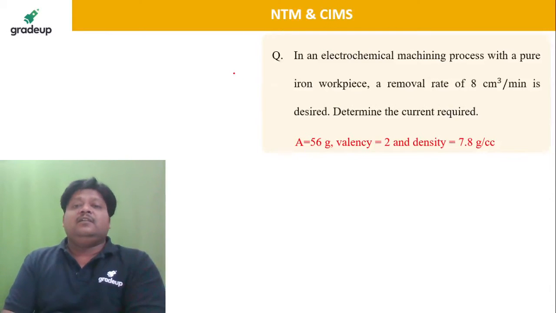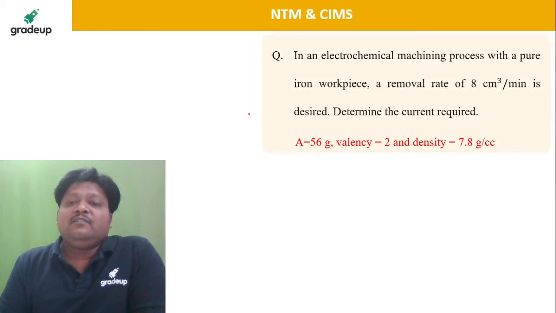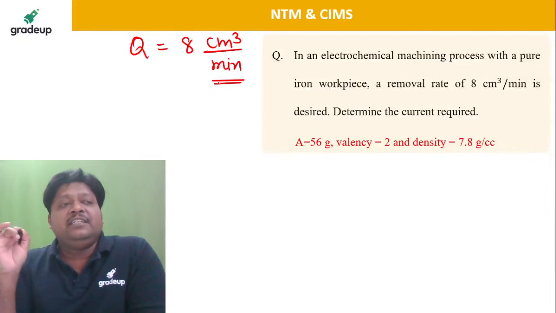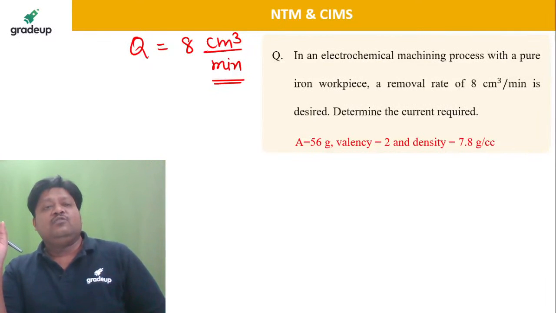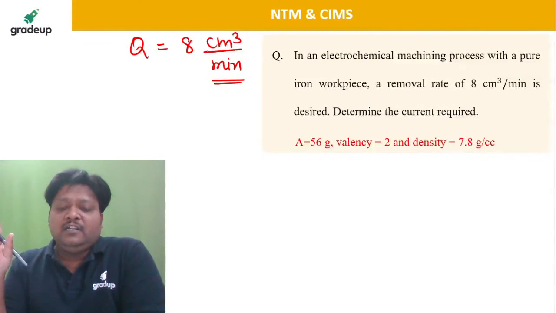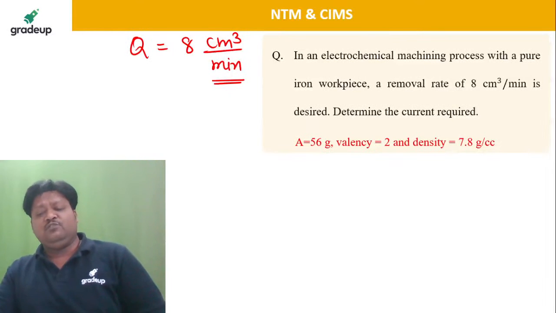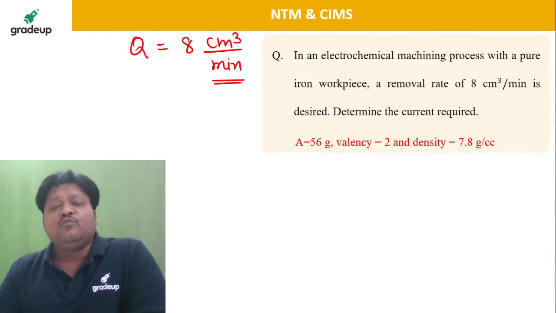See what is given. In an electrochemical machining process with the pure iron workpiece, a removal rate, so material removal rate is given, that is 8 centimeter cube per minute. Okay, and please dear students, keep this one thing in mind whenever you solve the numericals. In ECM generally you try to keep all the units in the CGS system. So weight in grams, length in centimeters and time in seconds, right? If you keep like this, definitely you will get everything in place. So try to use CGS. No issue if you use the other one also, SI also is no issue, but generally if you take the CGS unit system, it will definitely help you because of formulas like this.